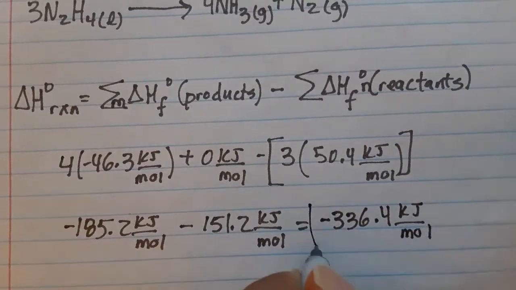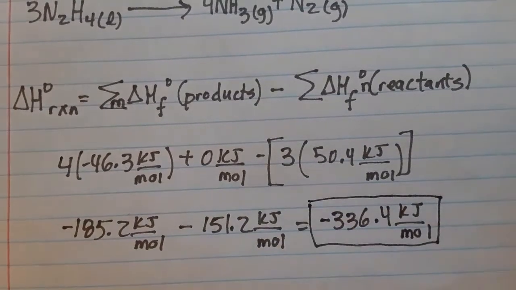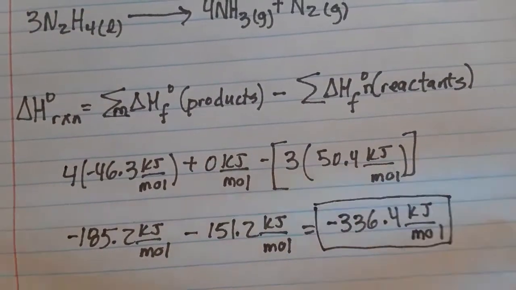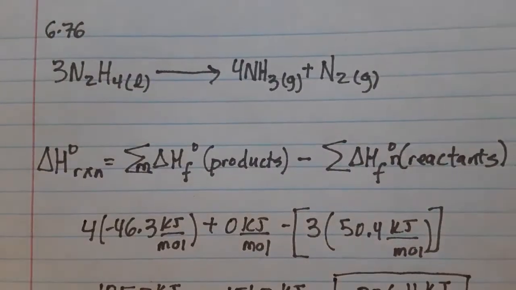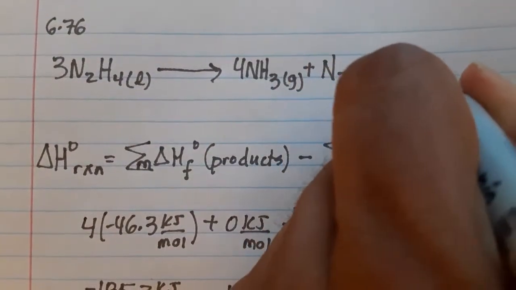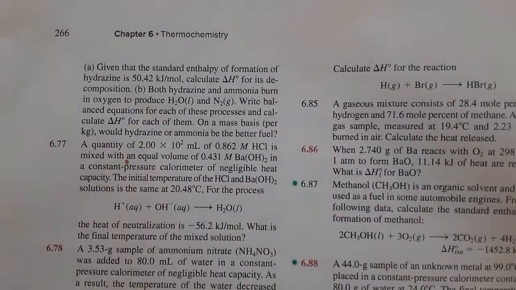The minus sign tells us this is unequivocally an exothermic reaction, so this reaction is releasing heat, and the heat is on the product side of the equation. It is liberated. It gives off heat.